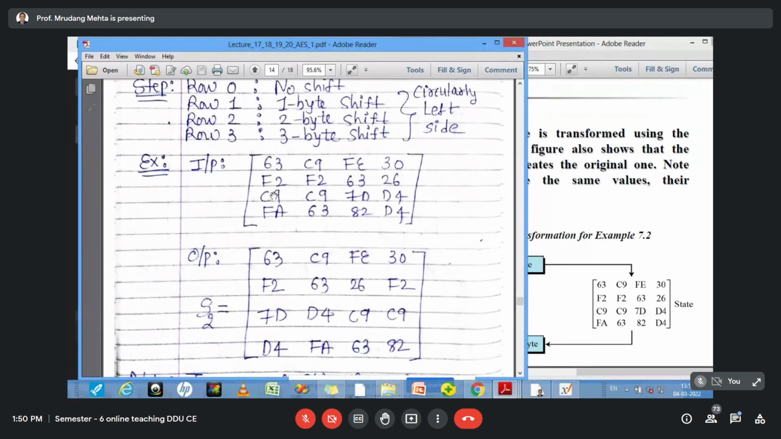Third line: C3, followed by 70, followed by D4, followed by C9. So this is shifted by 3. C9 will go to the left, 70 will come to the top, then D4, and C9.